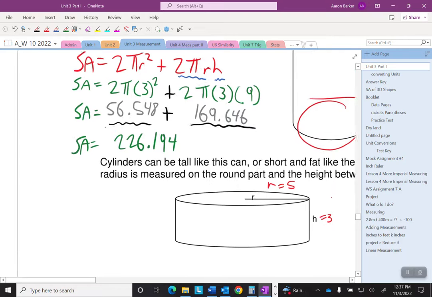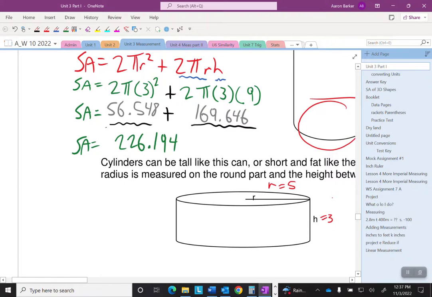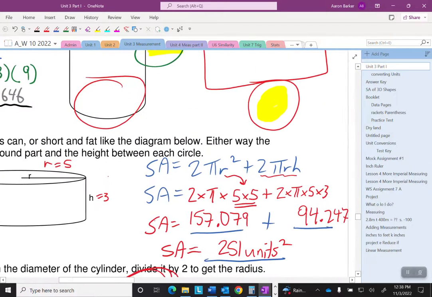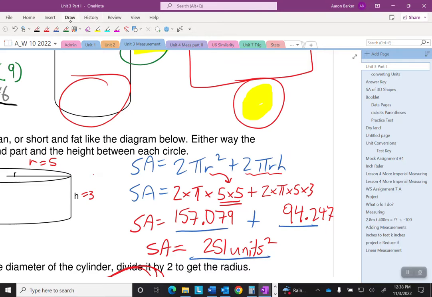We're going to say that the radius is 5 and the height is 3. Okay, so we're going to do some guided practice. You're going to try and do this one on your own as much as possible. Radius is 5, height is 3. What do we start by writing down? The formula. Start by writing down the formula. Go.